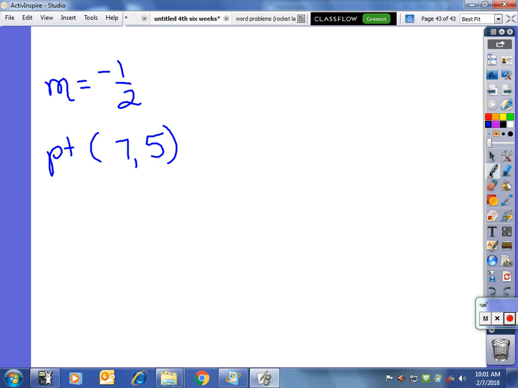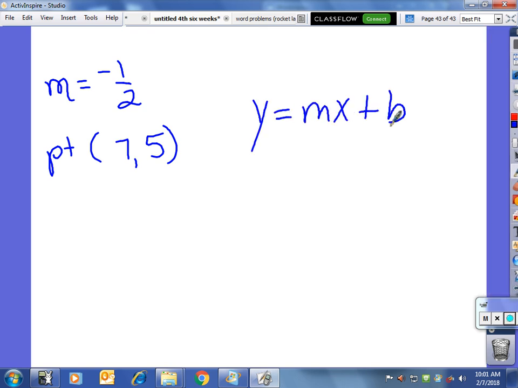All right, are we done here with at least the first step? What do you not know? What is it we're trying to find first? The y-intercept. I gave you enough information to figure it out, but I didn't tell you what the y-intercept is. That's your first job. So you're going to plug everything you know into y equals mx plus b.